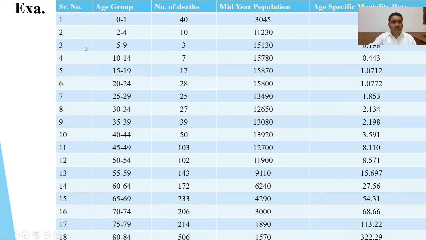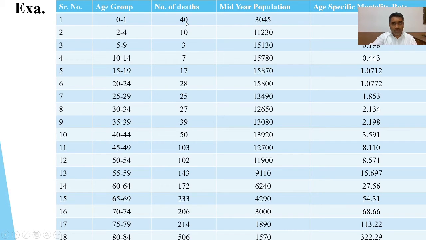This first column is the serial number. This is the age group from 0 to 1 and 2 to 4, up to 84. The number of deaths is given as per the age group. Mid-year population means what? Suppose in 2021 there are 40 deaths in the 0 to 1 age group. It means 40 children died.